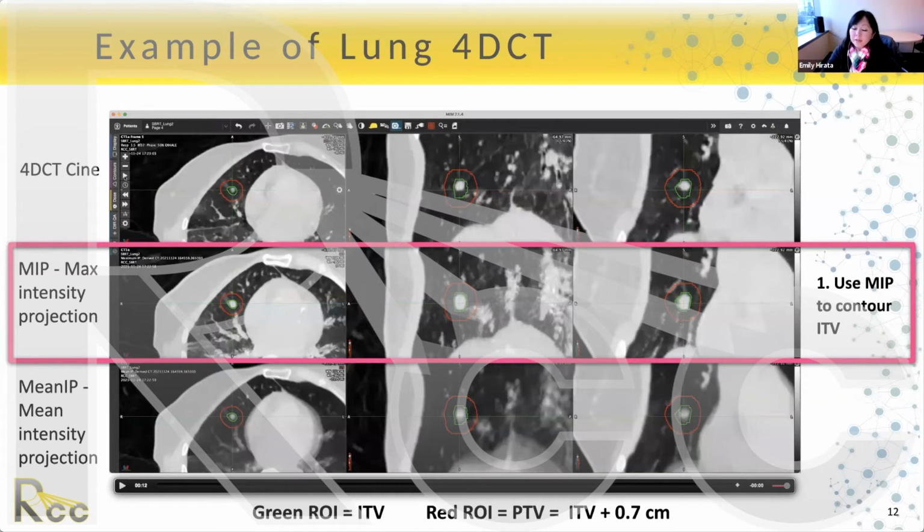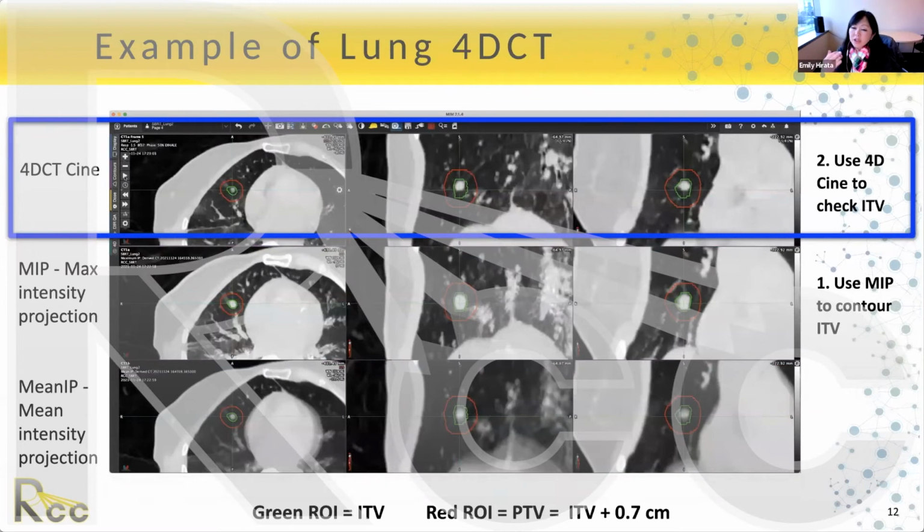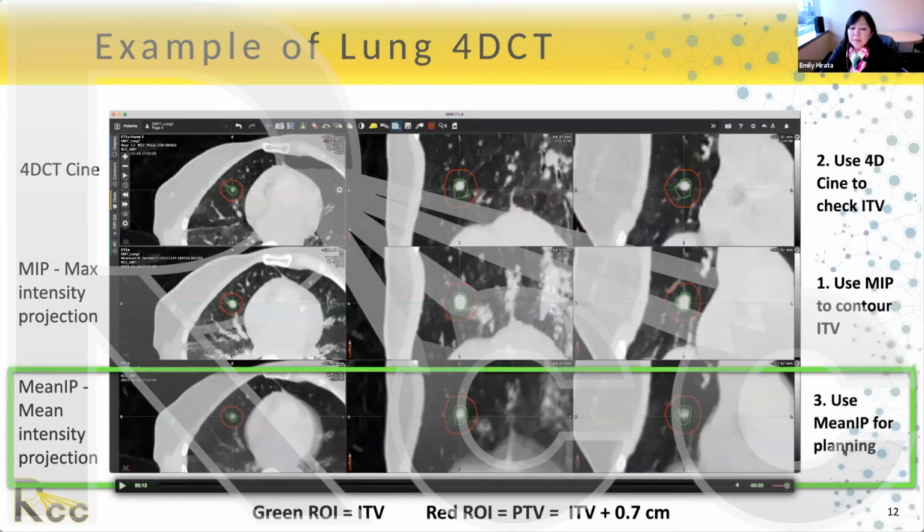But a nice shortcut is to just contour it on this maximum intensity projection. Basically, it looks like just a CT scan with a brighter spot for the tumor, and you would contour that. Then you use the 4D CT to check the ITV. You play through the loop and make sure that the tumor is within the ITV that you have contoured. And then finally, this mean intensity projection is what we use for planning.